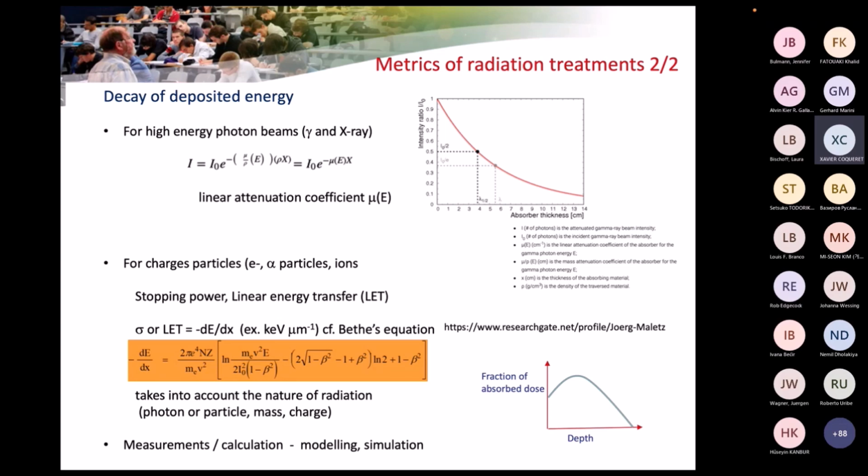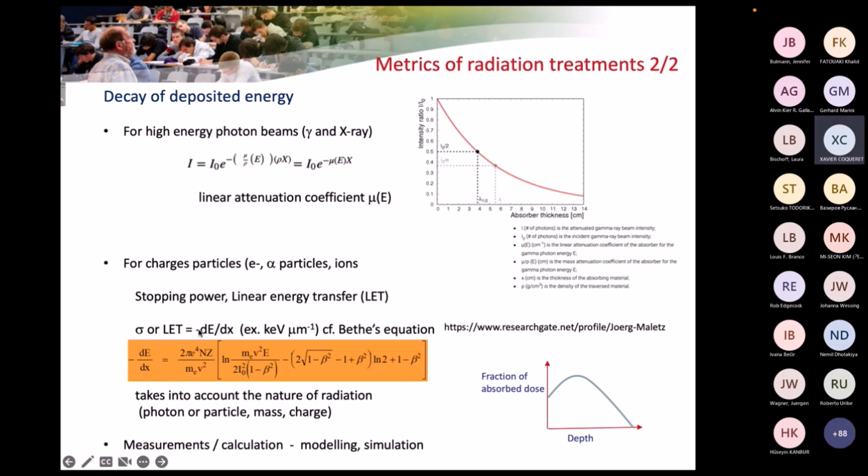Now we can also try to describe the way the energy is deposited inside the material, and we know that, of course, there is some attenuation, and this can be described for high energy photon beams like X-ray and gamma rays by a decreasing exponential variation, as suggested by this equation, where the mu parameter is the linear attenuation coefficient, which is a key component of this decay, and which allows to model the precise decay of the intensity as a function of the absorber thickness. For charged particles, electrons, alpha particles, or other types of ions, one uses the stopping power and the linear energy transfer.